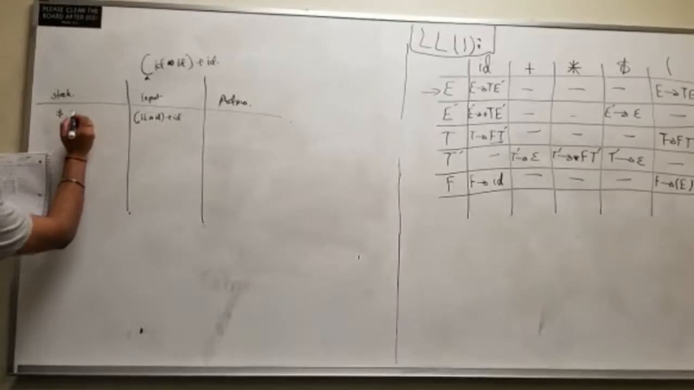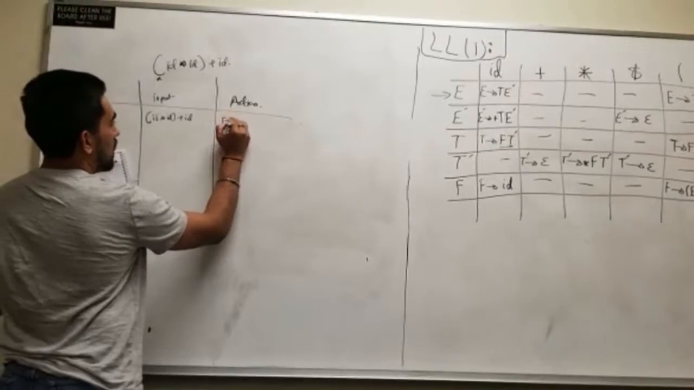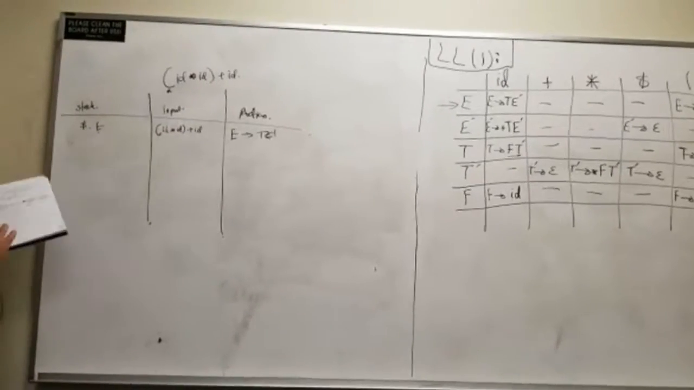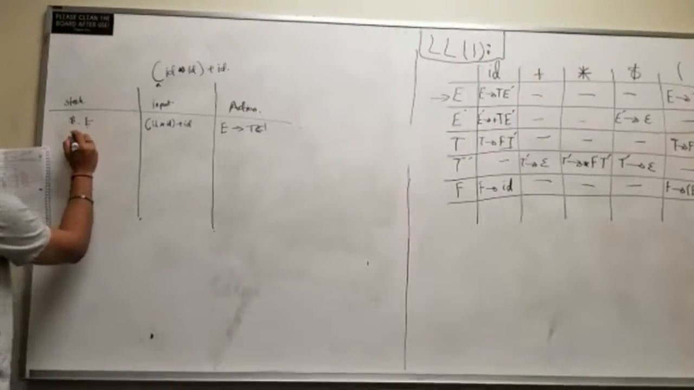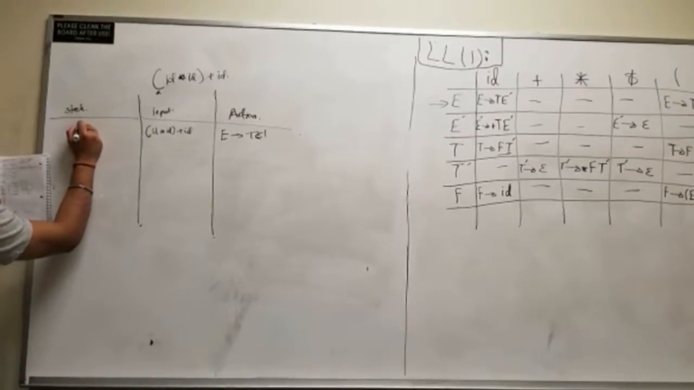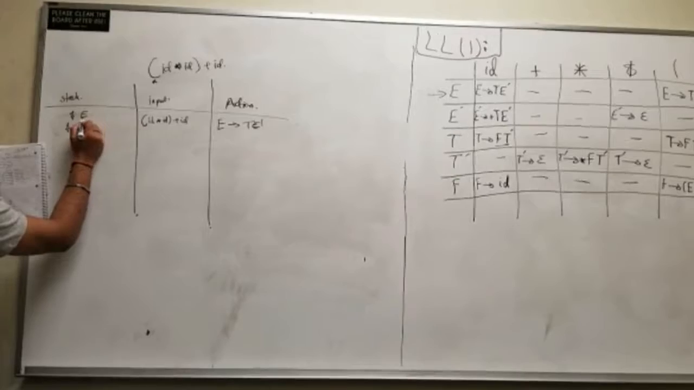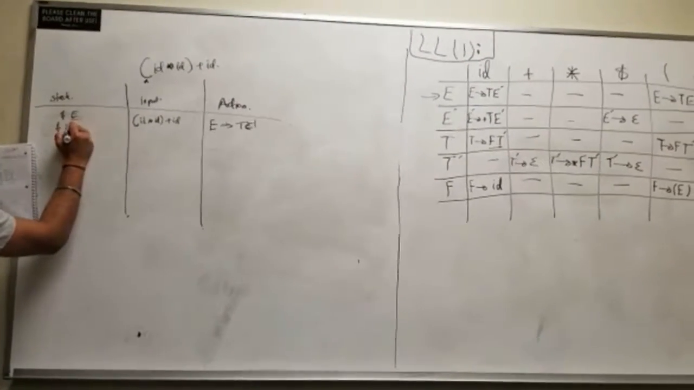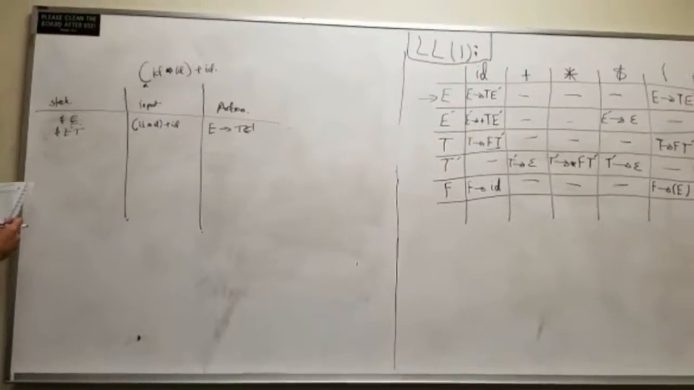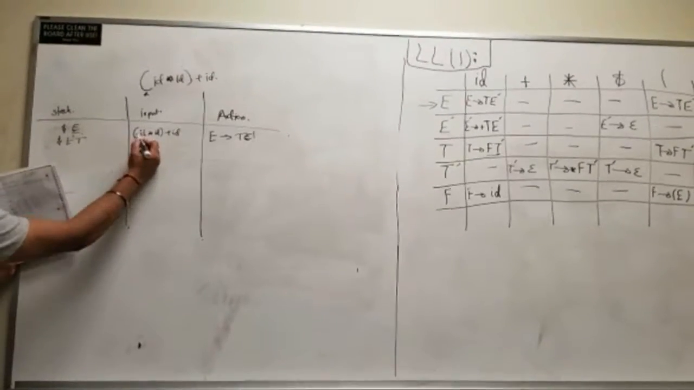It is E goes to TE bar, so the action will be E to TE bar. So again we'll write it over here. The E will be replaced by TE bar. We'll write it in the reverse form because the stack is written in reverse form, and the input will still be the same because we still haven't got the opening parenthesis.